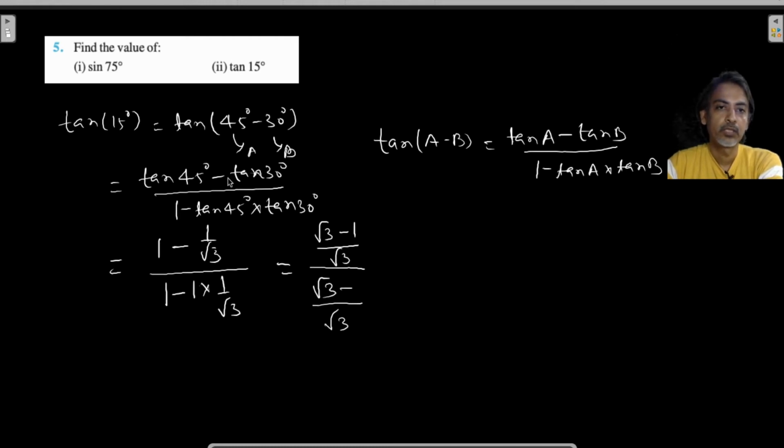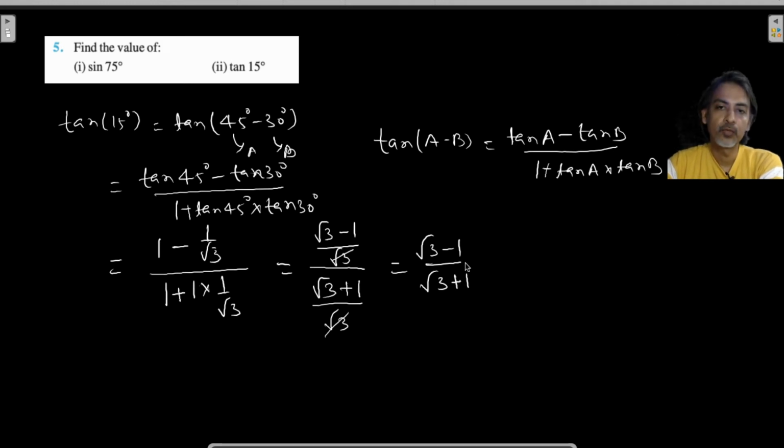Okay, so here it is minus and then here it is plus, right? This is tan A minus tan B and this is plus, right? So I shouldn't be making a mistake here. So this is root 3 plus 1. Alright, now root 3 is gone. Now we are left with root 3 minus 1 divided by root 3 plus 1.